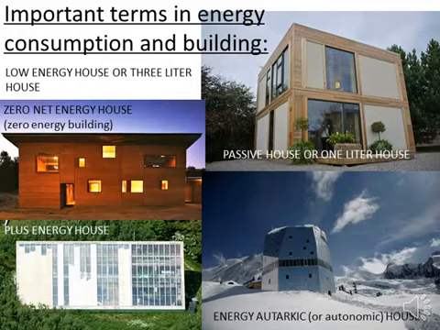Then we have an energy autarkic or autonomic house. This means that the building is independent of third parties concerning energy consumption for living, and these kinds of houses are self-sufficient regarding energy consumption. They are also called off-grid houses. And here we have on this picture Monte Rosa cabin, which is a high alpine building, which is also presenting a high degree of energy autarky of over 90%.